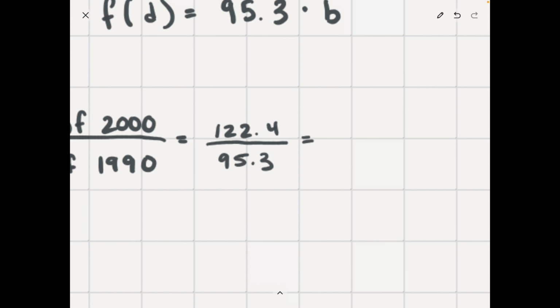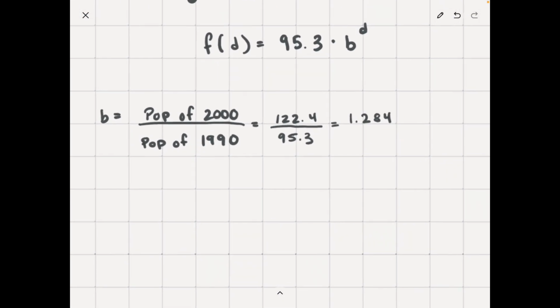So what do I get if I divide these? If I plug this into my calculator real quick, I'm typing in 122.4 divided by 95.3. I get 1.284, and then it keeps going, right? But that's a good rounding spot. I've got 1.284, which is a pretty decent number of decimals. I could go on if I wanted to, but I'm going to round it there. So there would be my growth factor. I just got that by dividing.